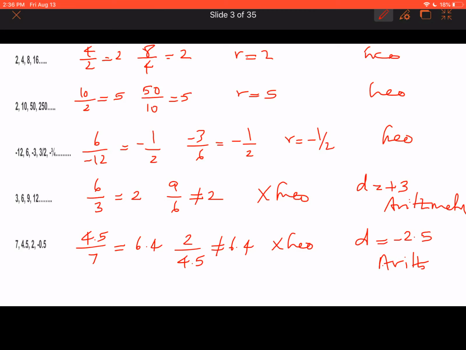So far we have seen two types of sequences, arithmetic and geometric. There are many more other types also we will be seeing in the future videos.